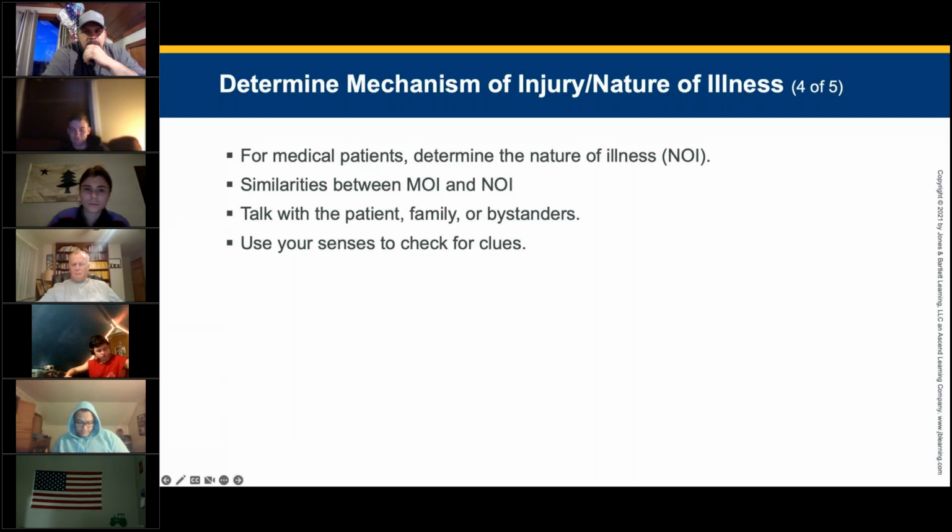And again, you would do that with both medical and trauma patients. You'd want to talk with the patients, families, and bystanders. You can use your senses to check for clues. See something, smell something, hear something. That boils back down to the scene safety concerns as well. Constantly watching the environment around you.